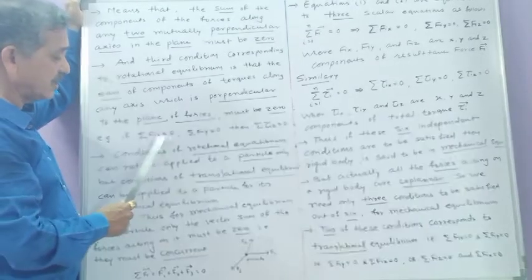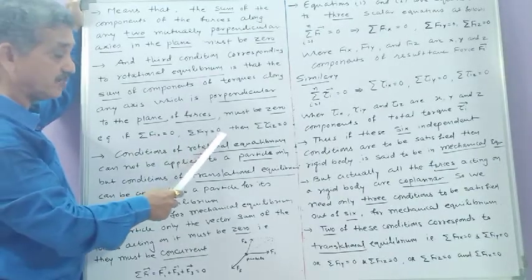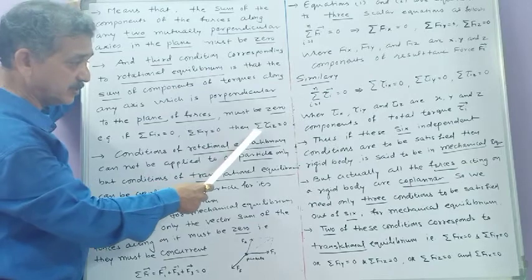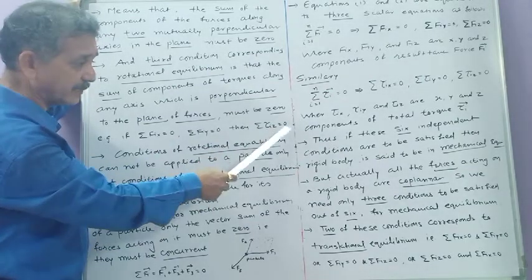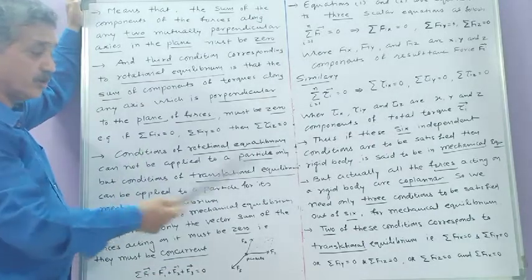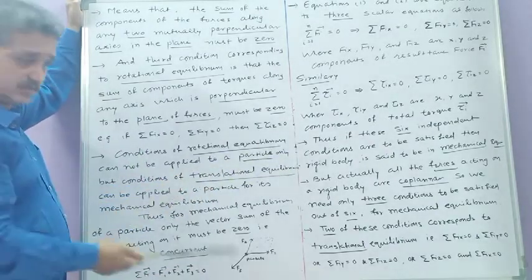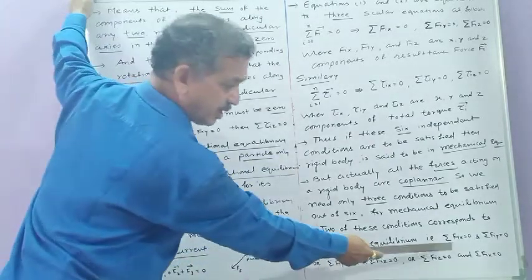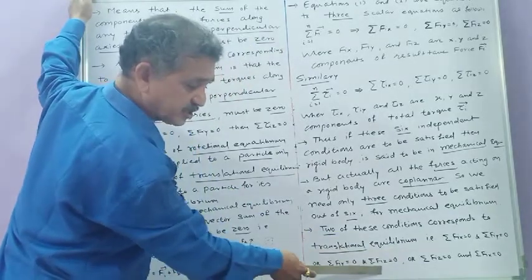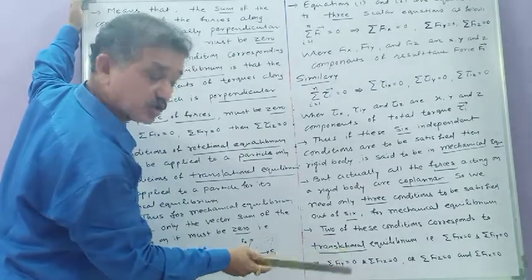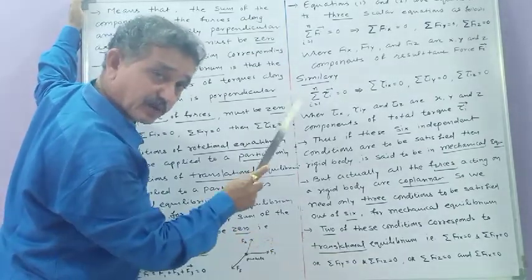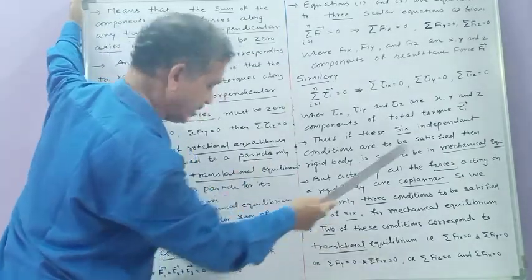Which 3 conditions? Due to forces, sigma Fix equal to 0 and sigma Fy equal to 0. And at that time sigma Tiz, that is the torque in the z direction, should be equal to 0. Accordingly you can write the other 3 conditions. If you are accepting sigma Fy equal to 0 and sigma Fiz equal to 0, the y component and z component of forces, then the x component torque sum Tix should be equal to 0.